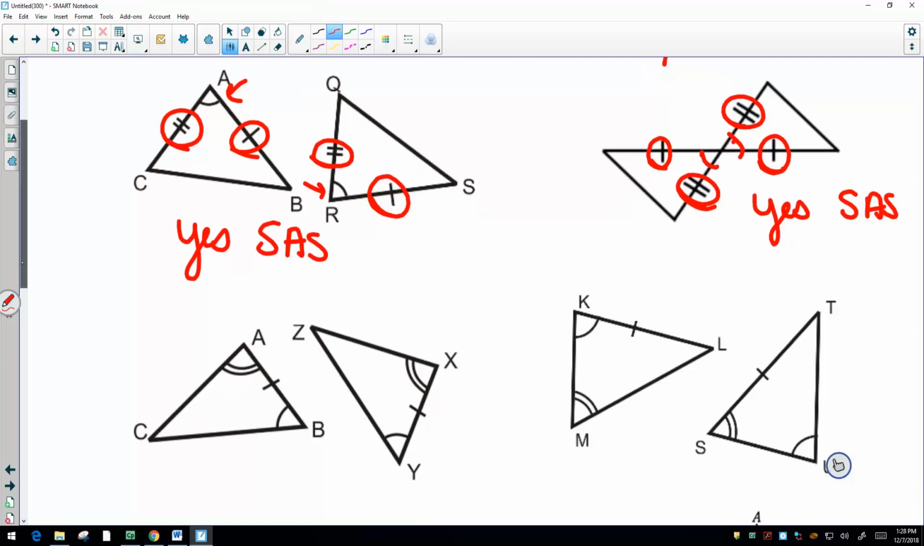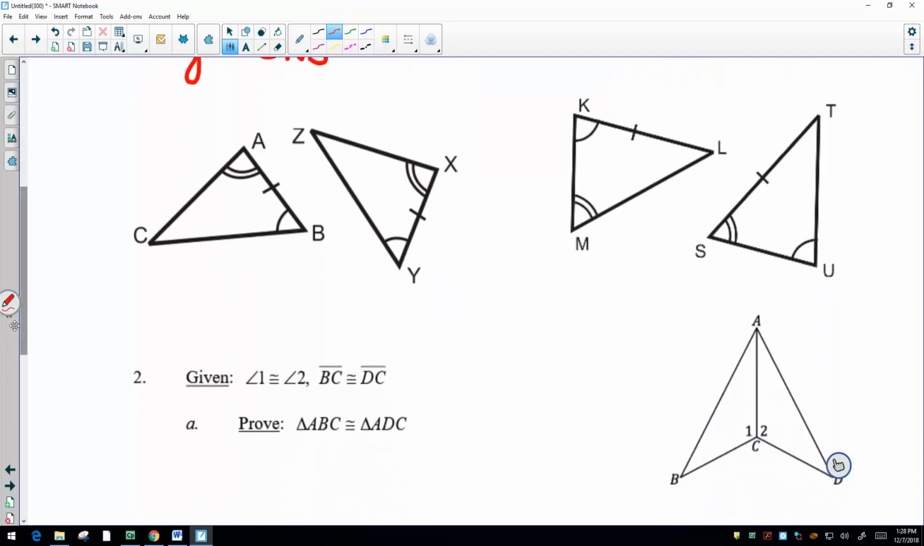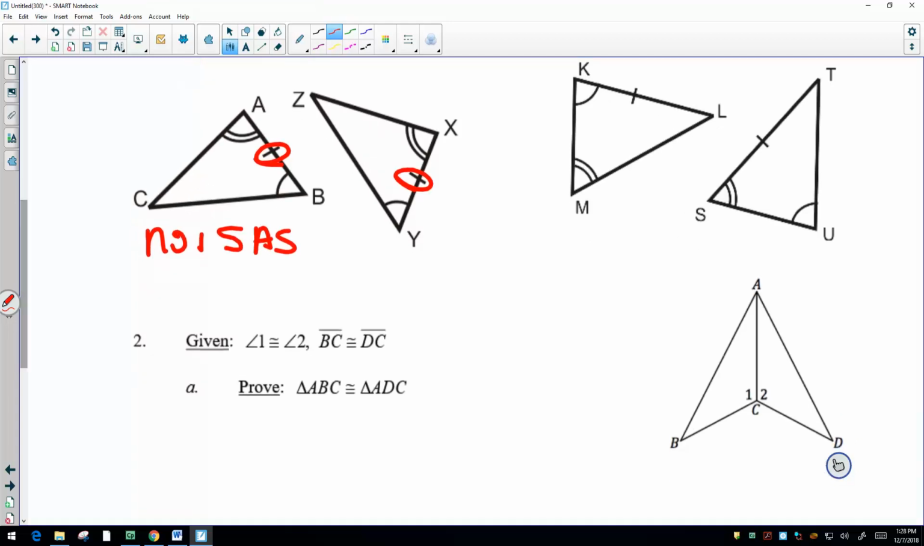If I look at this third picture, again, we're just thinking side angle side. If I'm looking for side angle side, I need 2 sets of sides. I only see 1. I actually see 2 sets of angles. So I would have to say, no, it's not going to be side angle side. But in fact, what it will be, and we're going to learn this a little bit later on, is the angle side angle case.